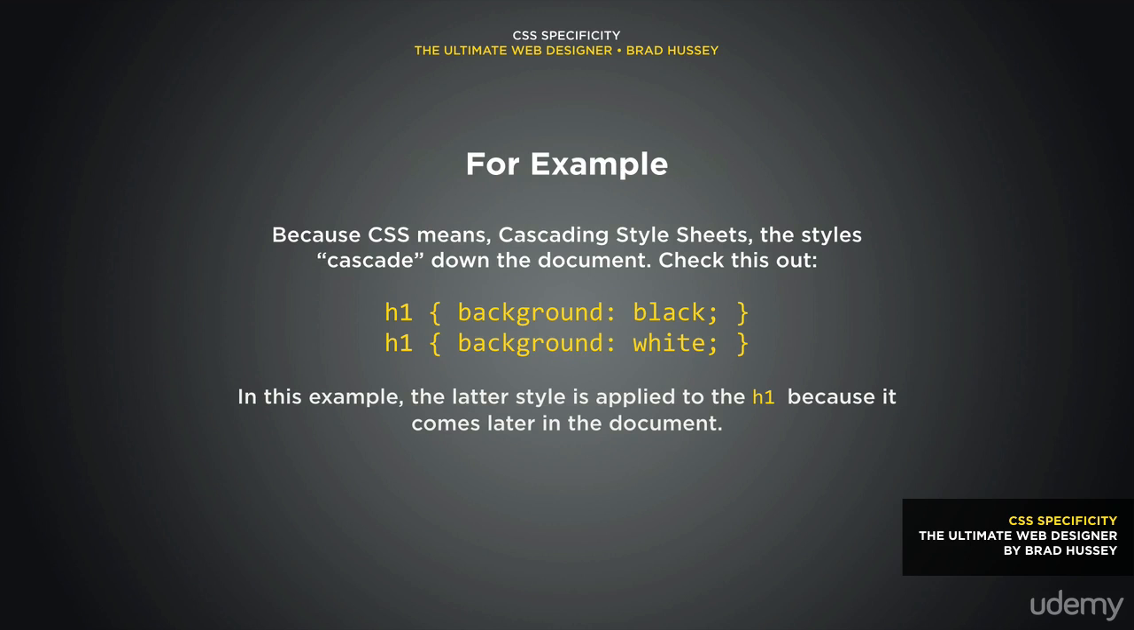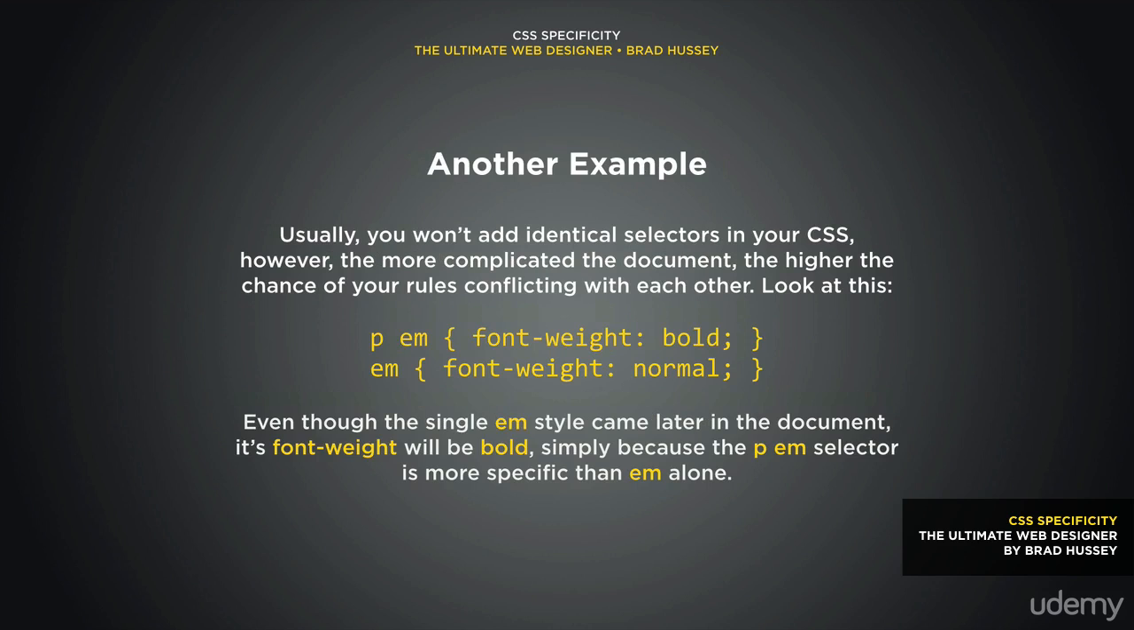For example, CSS means cascading style sheets. The styles cascade down the document. So check this out. Here are two H1 styles. Imagine this was a style sheet. The first one says background black, and the second style for the H1, a totally separate style rule, says background white. So in this example, the latter style is applied to the H1 because it comes later in the document. Therefore, the H1 will have a background of white.